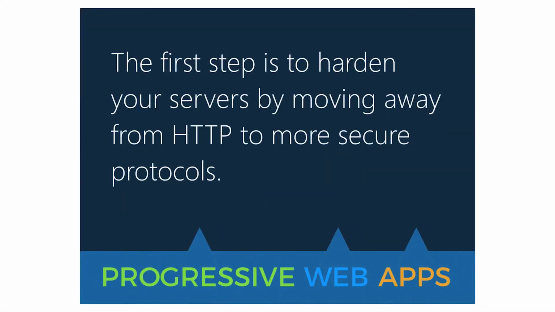The first step is to harden your servers by moving away from HTTP to more secure protocols. That's a generally good idea. I mean, Xfinity in America injects JavaScript into any website if it's not HTTPS. And that's every user in America. Make your stuff HTTPS, then we can give you, as browsers, more access to the hardware that you had before.